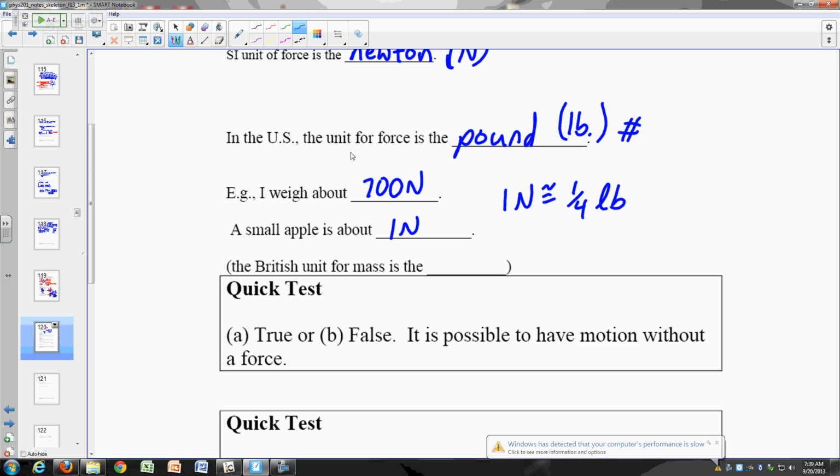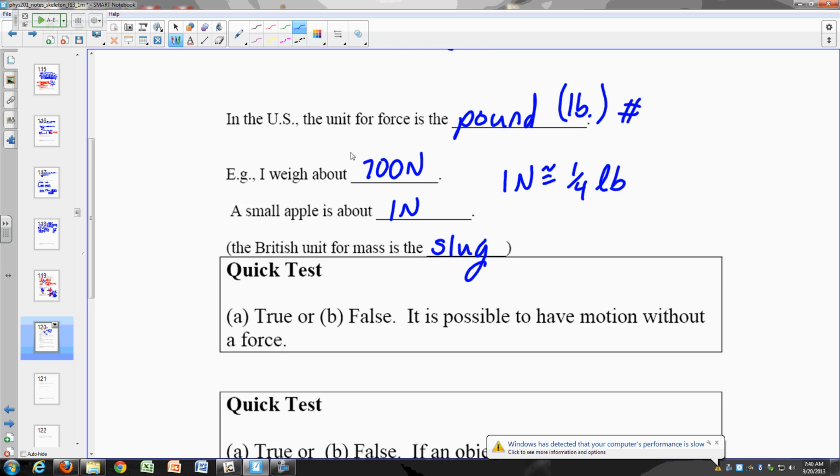Does anybody know the British unit for mass? This is just an interesting bit of trivia. It's not pounds, that's weight. It's the slug. The British unit for mass is the slug. When we talk about 5 pounds of sugar, we should really use the slug, because what we're concerned with is the amount of material within that package, not the weight. But who wants to buy 5 slugs of sugar? So I'm not sure why it never took off.